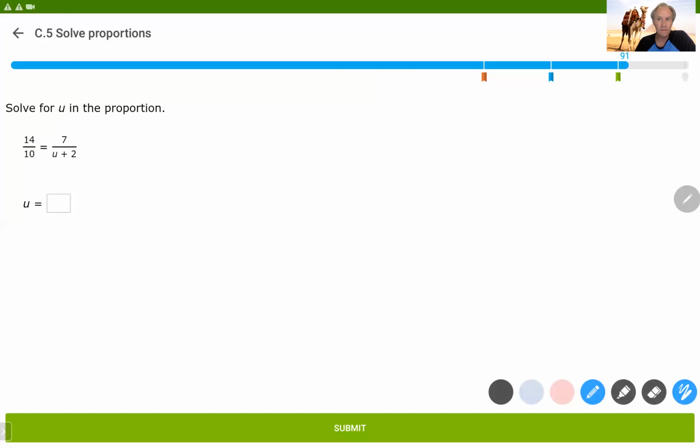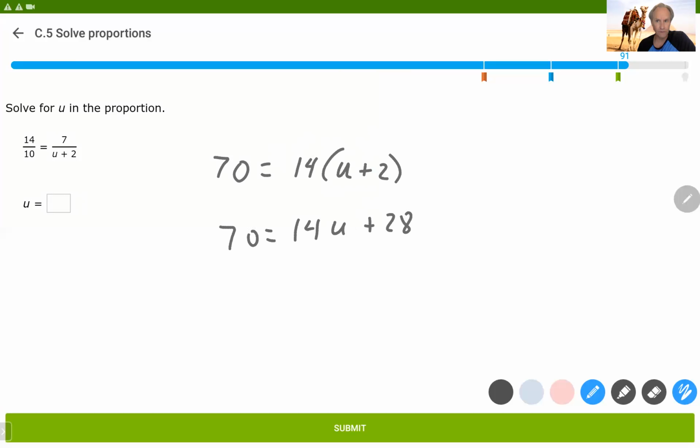Now they give me a little extra here, and there's 2 ways to deal with this, and I'm going to show you both ways. Either one is correct. You can cross multiply this, and you get 70 is equal to 14 times u plus 2. Now, if you want to do more work, you can distribute the 14 to both parts. That gives you 14u plus 28 is equal to 70, and then you still have 2 more steps.